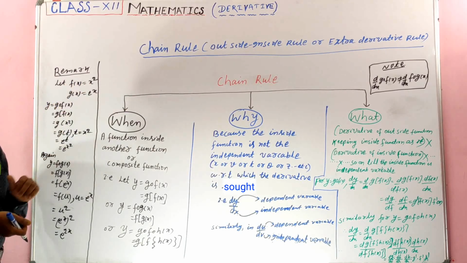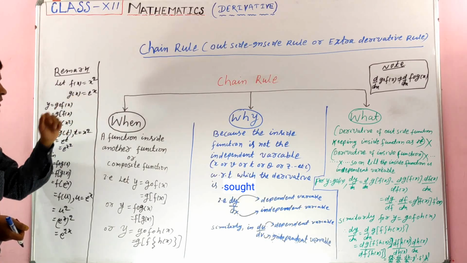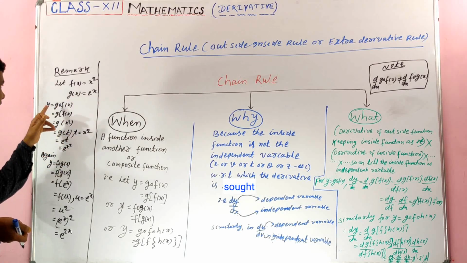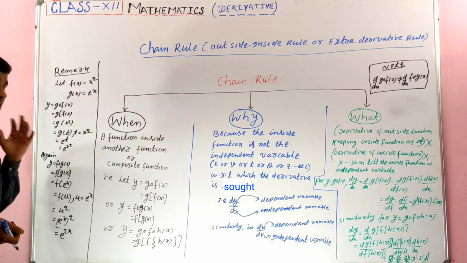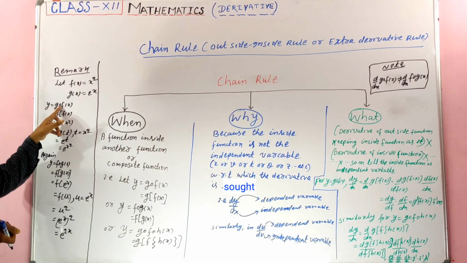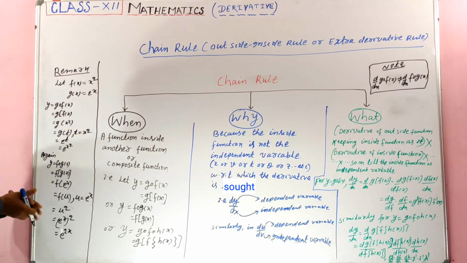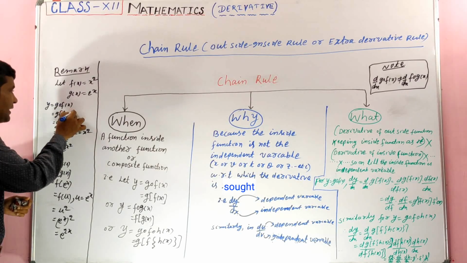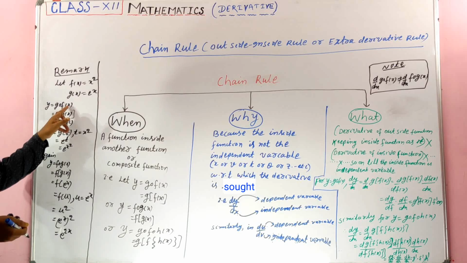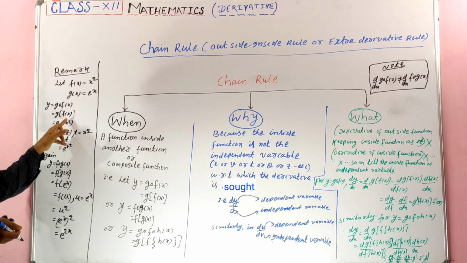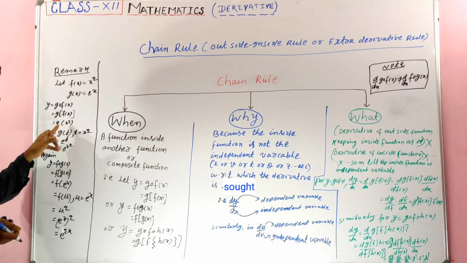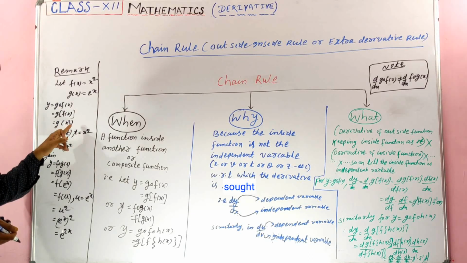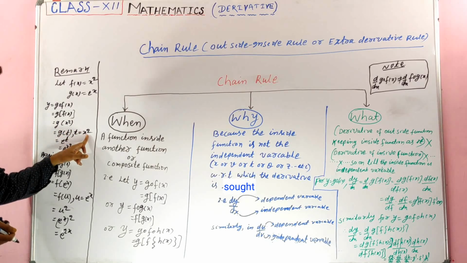Let f of x equal to x squared, g of x equal to e to the power x, then y equal to gof x. How is gof determined? See here, gof means g of f of x, so it is g of bracket f of x. Here f of x equals what? x squared. So instead of f of x, I substitute x squared. Now it is written as g of t, where t equals x squared.